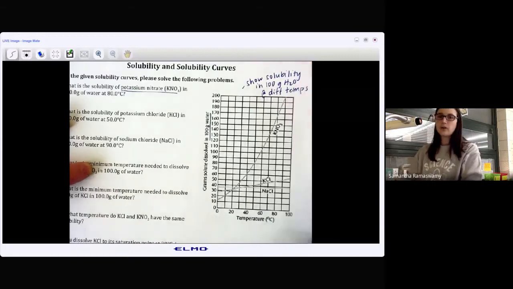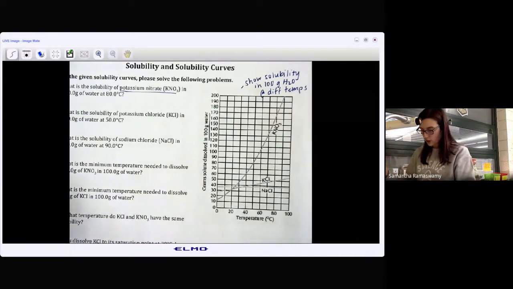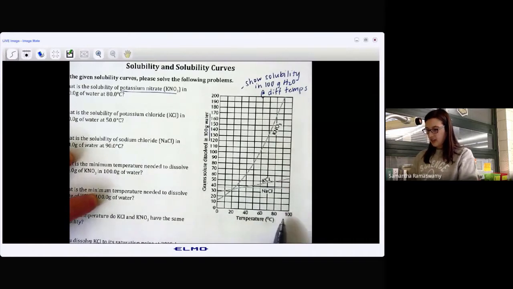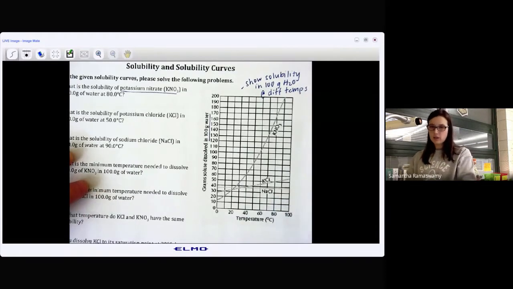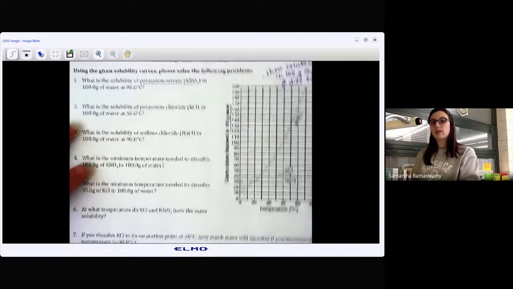So these solubility curves allow us to look at how much of a solid can be dissolved at different temperatures. The y-axis is how many grams we can dissolve. The x-axis is temperature. And for this solubility curve, we actually just have three different substances. I know it's a little blurry. It's very difficult to find some solubility curves.